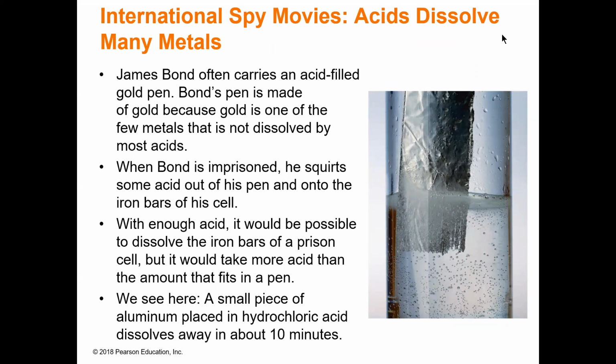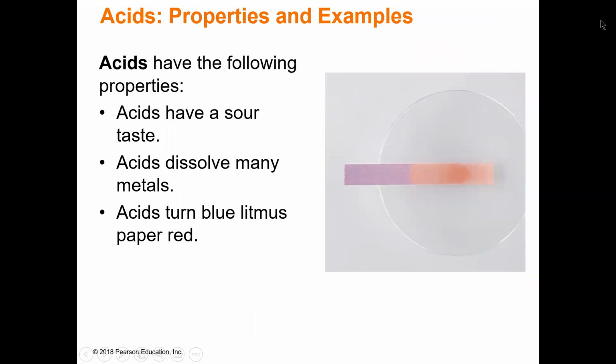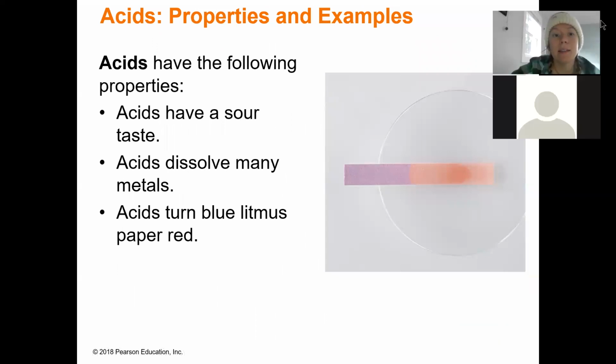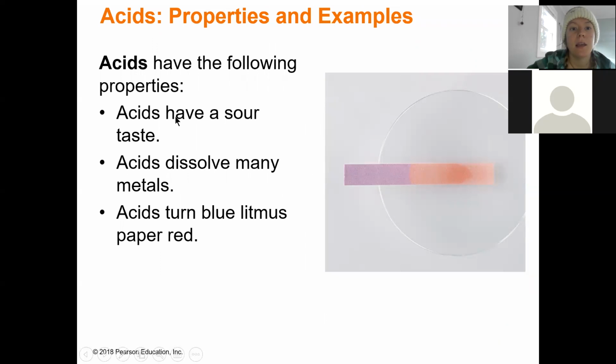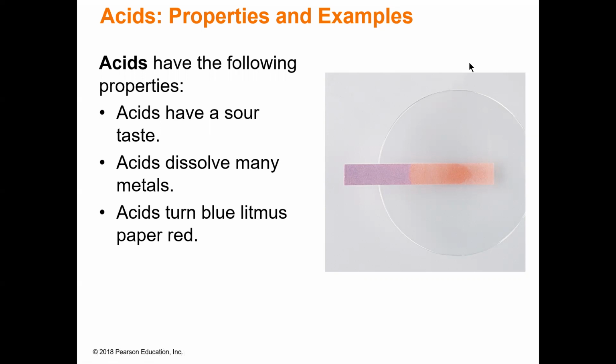Acids dissolve metals. This is true. So with enough acid, it would be possible to dissolve an iron bar, but that amount would not fit in a pen. And we'll look a little bit later about how this happens, this dissolution of metal with acid. So here are some of the properties of acids. Acids have a sour taste. Acids dissolve many metals, not all metals, but most metals. And then, this one, not super important, but acids turn blue litmus paper red.